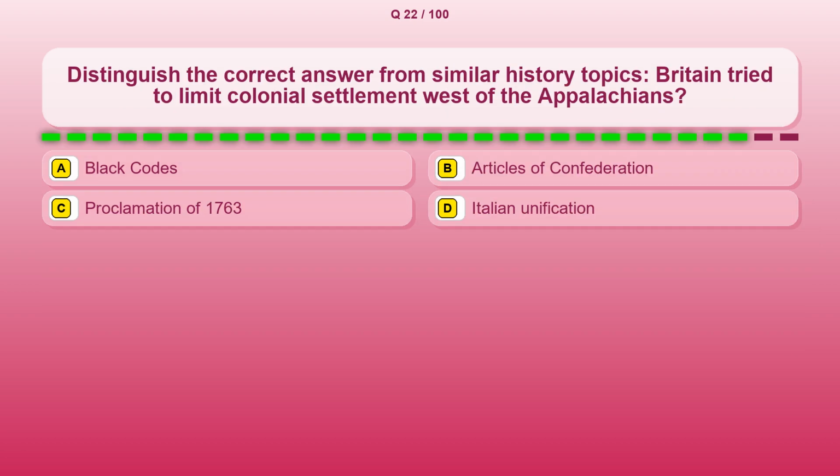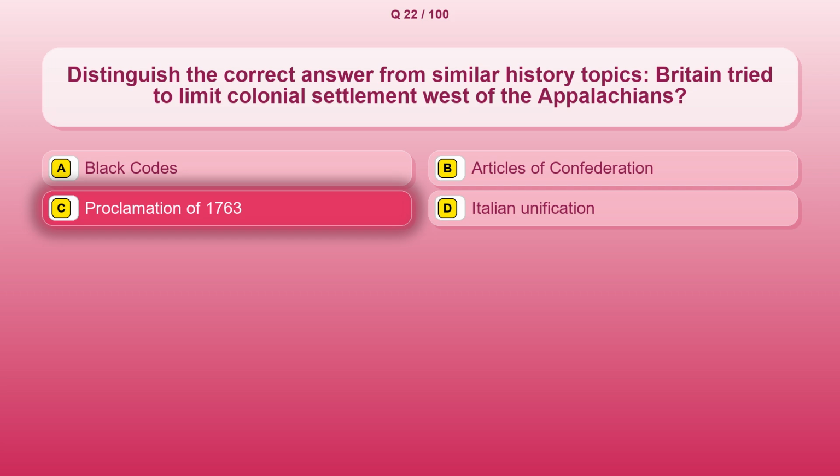Question 22. Distinguish the correct answer from similar history topics. Britain tried to limit colonial settlement west of the Appalachians. Option A, Black Codes. Option B, Articles of Confederation. Option C, Proclamation of 1763. Option D, Italian unification.